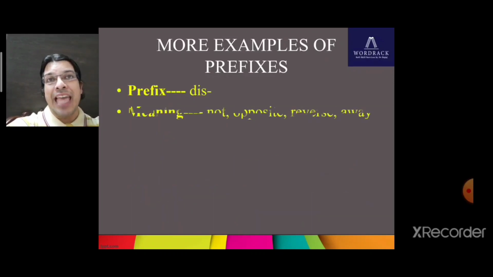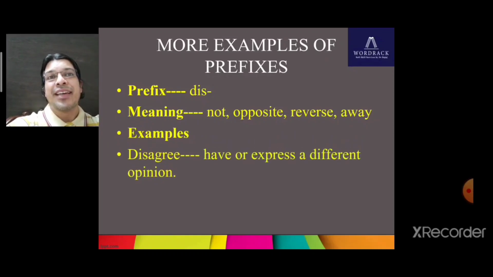Prefix dis. Now meaning of this prefix is not, opposite, reverse or away. So let's have more examples. Disagree. So if we add dis to agree, the meaning gets totally changed from the initial word, so it becomes have or express a different opinion.